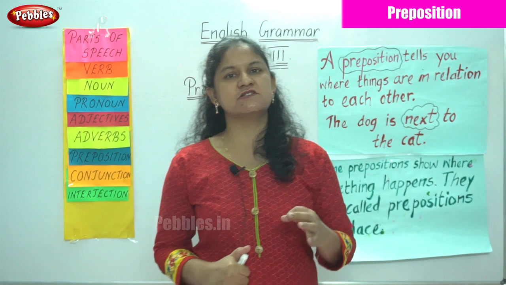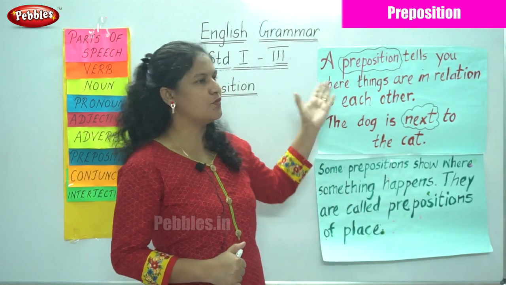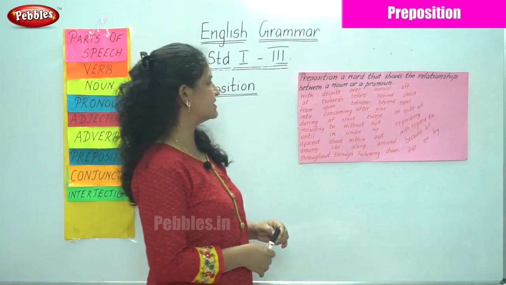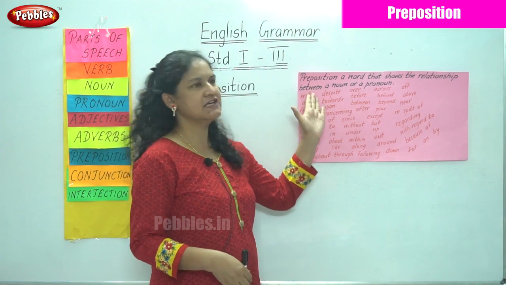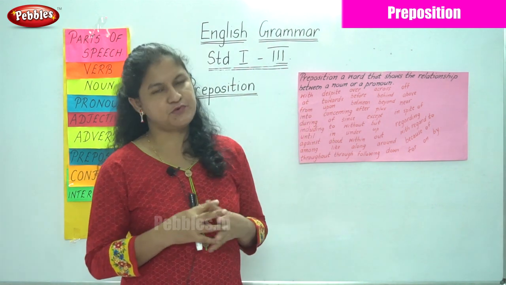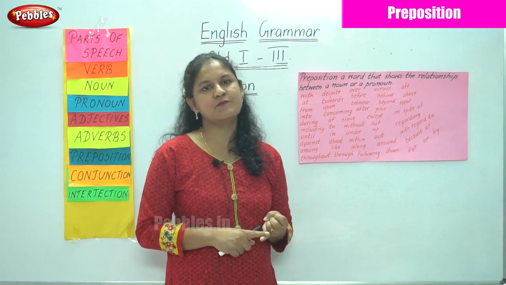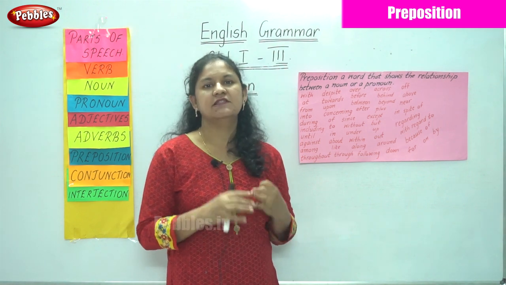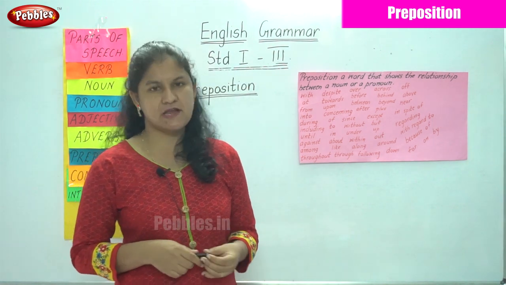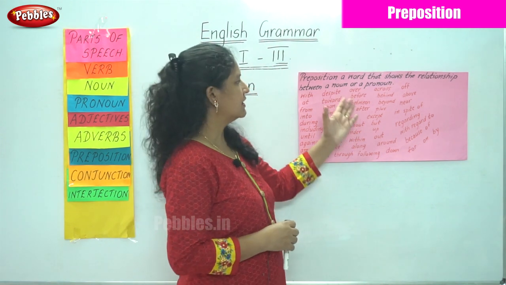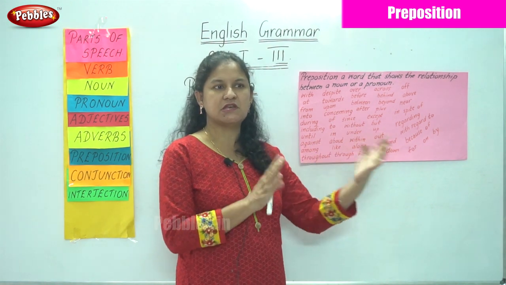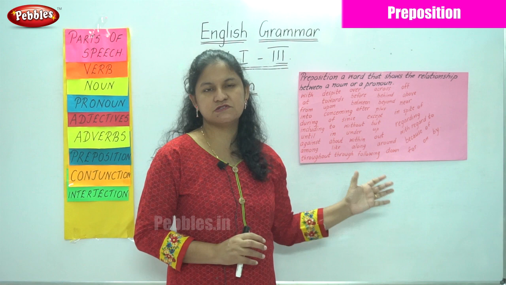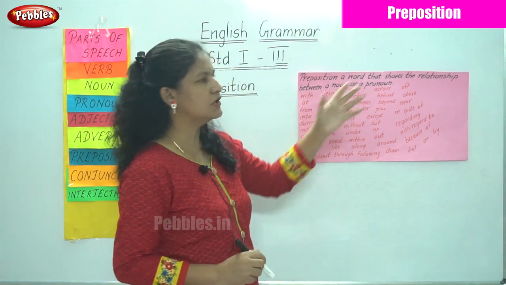So a preposition is a word that tells you where things are in relation to each other. A preposition can also be said as a word that shows the relationship between a noun and a pronoun. We have seen a noun is a name of a person, place, animal or thing, and a pronoun is a word that is used in the place of a noun. So a preposition is a word that shows the relationship between a noun and a pronoun.